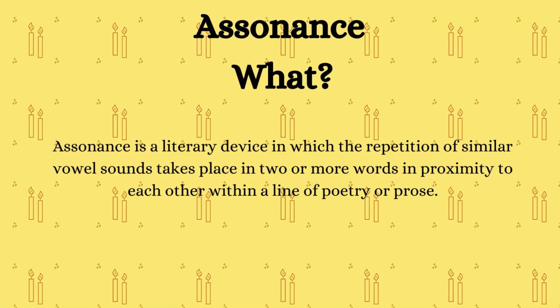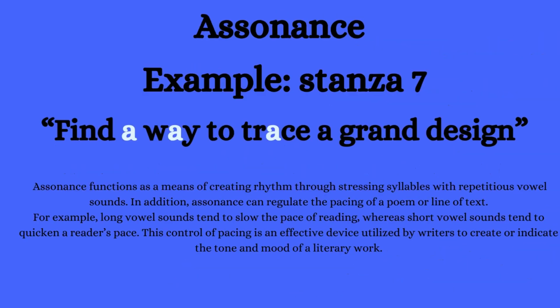Assonance is a literary device in which the repetition of similar vowel sounds takes place in two or more words in proximity to each other within a line of poetry. For example, stanza 7: find a way to trace a grand design. Assonance creates rhythm through stressing syllables with repetitious vowel sounds. For example, long vowel sounds tend to slow the pace of reading, whereas short vowel sounds tend to quicken a reader's pace. This control of pacing is an effective device utilized by writers to create or indicate the tone and mood of a literary work.